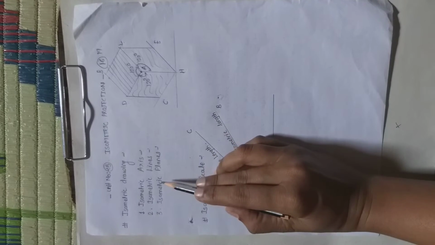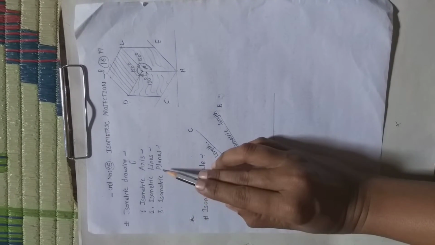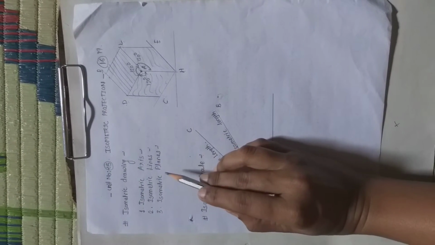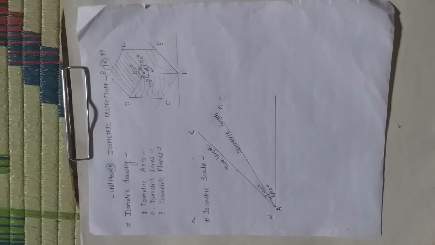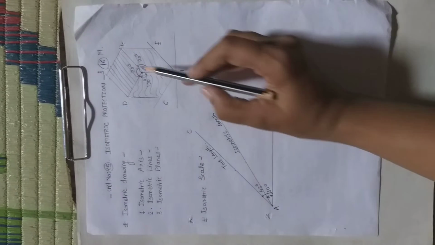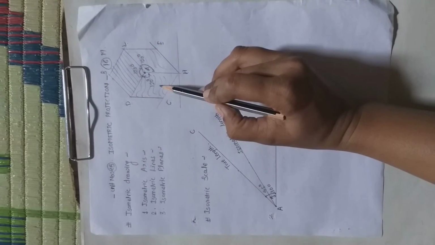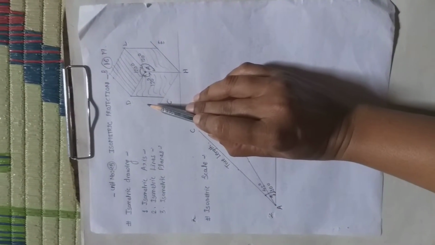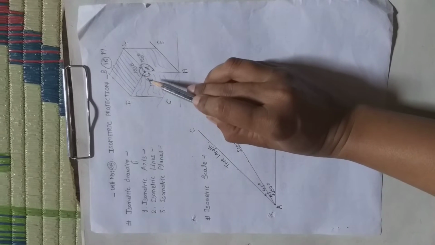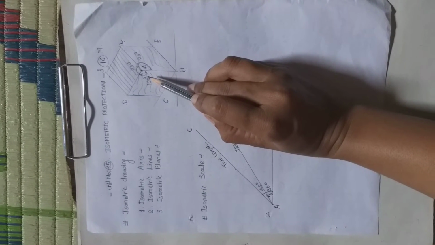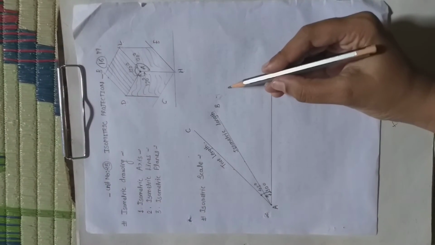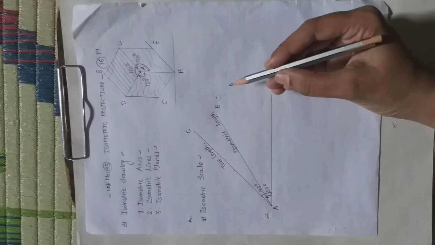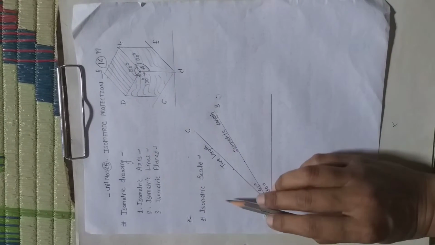Next is isometric planes. What is meant by isometric planes? The planes representing the faces of the cube, means this face, this face, this face, and behind again three faces. These are not visible, but they are included in these planes. So all these faces of the cube as well as other planes parallel to these planes are called isometric planes.